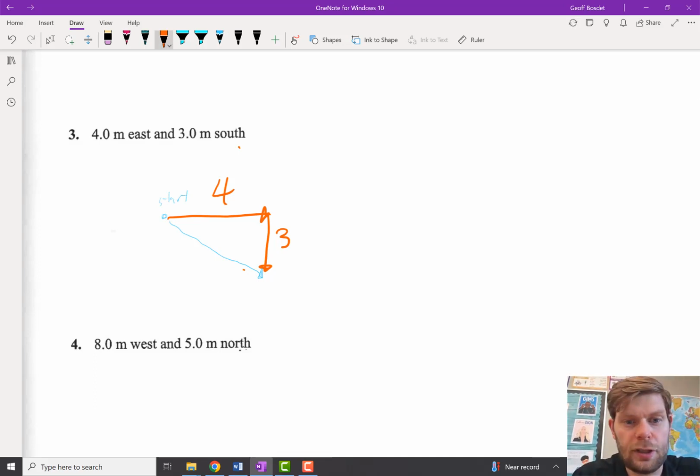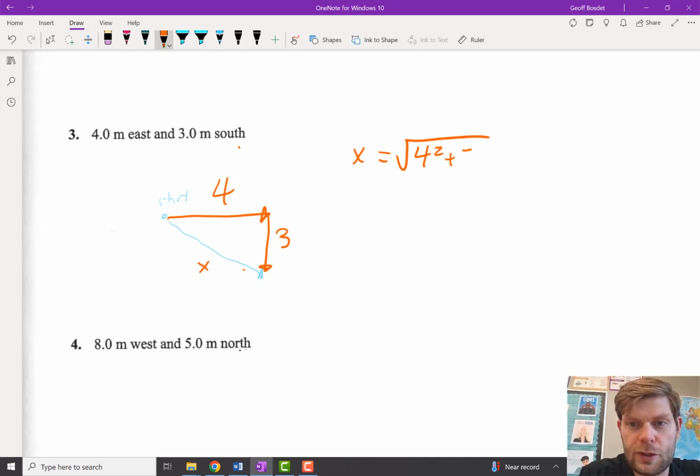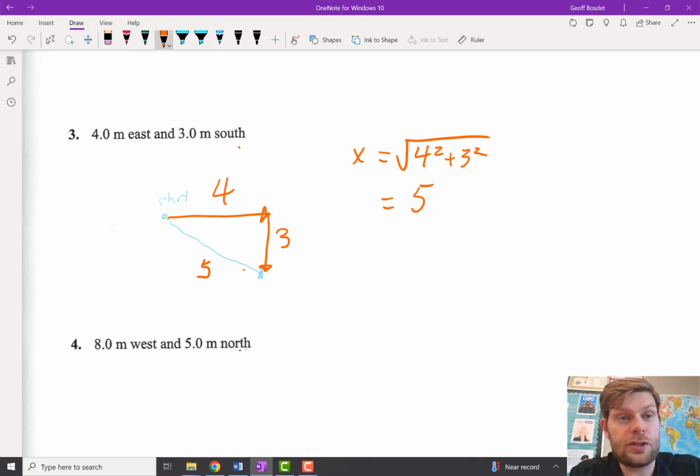So let's calculate this. If we want to find that, it's just Pythagoras. X equals the square root of a squared plus b squared, 4 squared plus 3 squared. So that will be 5. So here we've got a side of 5. And a lot of times with these questions, it's good to know the angle. In what direction were you moving? Or in what direction are you from where you started?